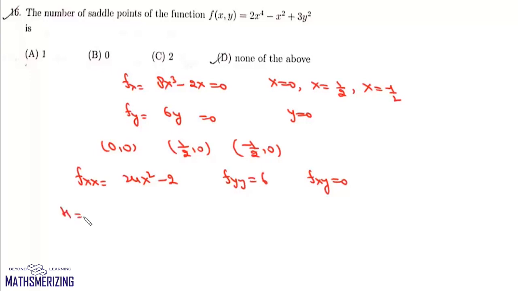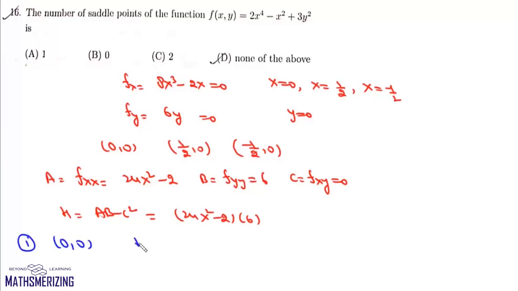Now we'll find h, which is ab minus c square. So this is a, this is b, and this is c. Now ab minus c square will be (24x² minus 2) into 6. Now for (0, 0), this h will be minus 12, which is less than 0. So this (0, 0) will be a saddle point.